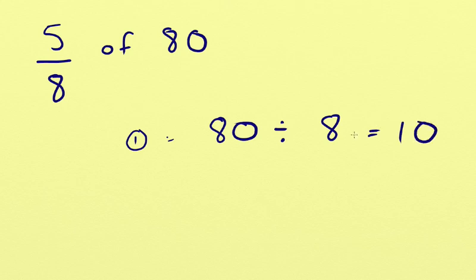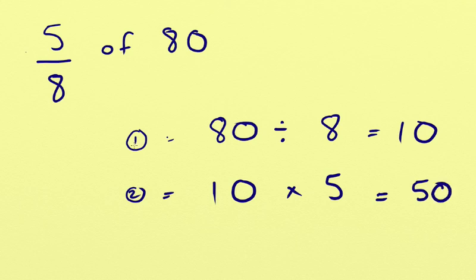Now that's an eighth of 80, but we don't want 1/8, we want 5/8 just there. So we're going to take this eighth, which is 10, and we're going to multiply that by the top number of the fraction, which is 5, and that is going to give us an answer of 50. So 5/8 of 80 is 50. And that's how you work out fractions of numbers.